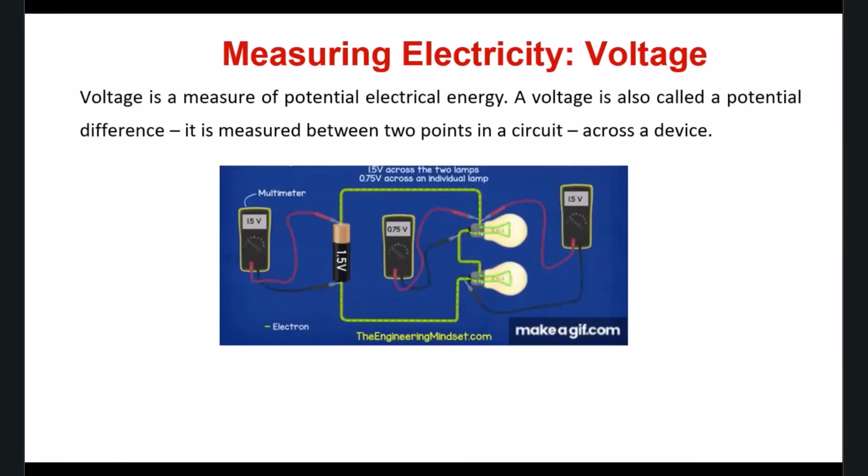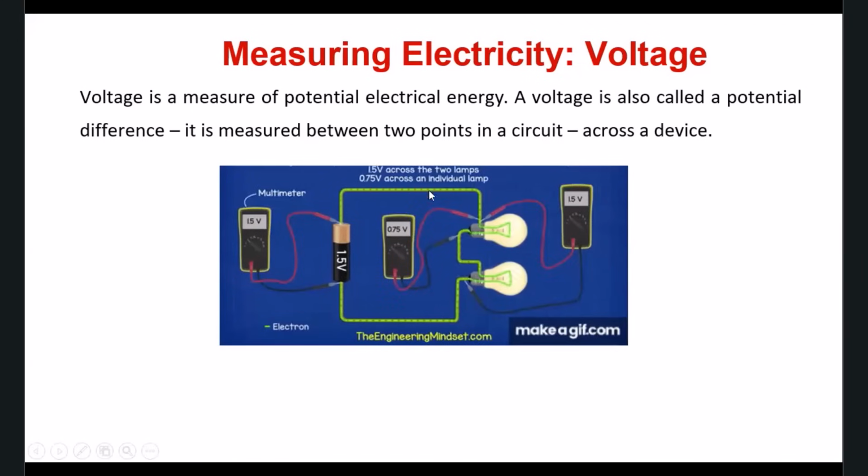So first we apply the multimeter. You can see the mouse. We have applied the multimeter at the battery, and at the battery it is showing 1.45 volts. Now the 1.5 volts is the total pressure which is applied across the circuit.